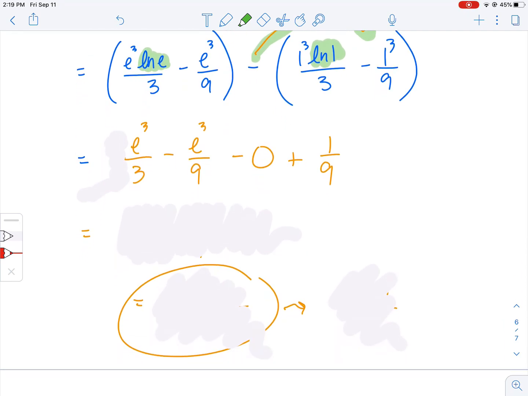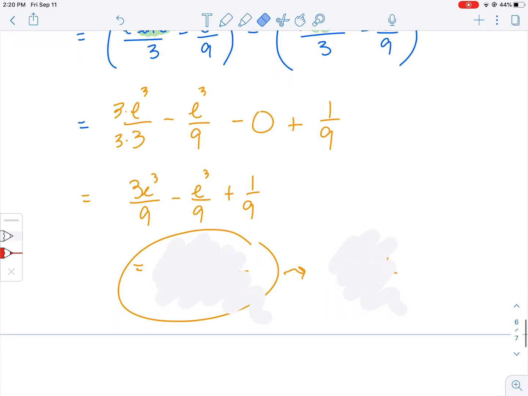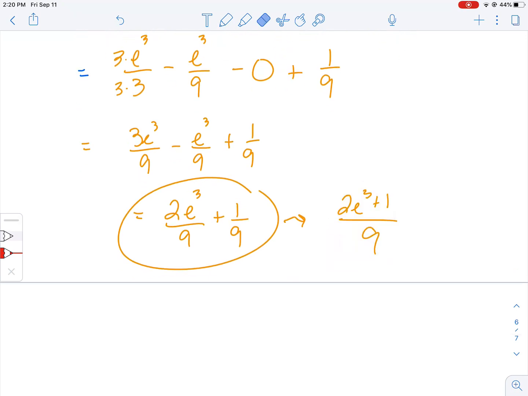I have a couple different denominators here. I have a 3 and a 9. So what I'm going to do is get a common denominator. I'm going to make all of those denominators into a 9 so I can combine those. So I'm going to multiply the first term by 3 over 3. So if I have a 3e cubed over 9 minus 1e cubed over 9 plus 1 over 9, a 3e cubed minus 1e cubed is really just a 2e cubed over 9 plus 1/9. I guess you could put those together and you could call that 2e cubed plus 1 all over 9. That would be the exact answer.